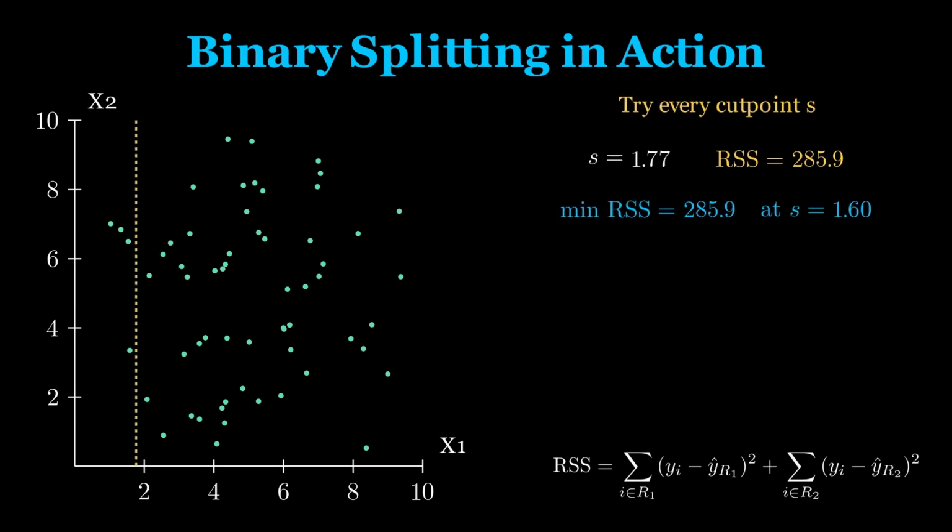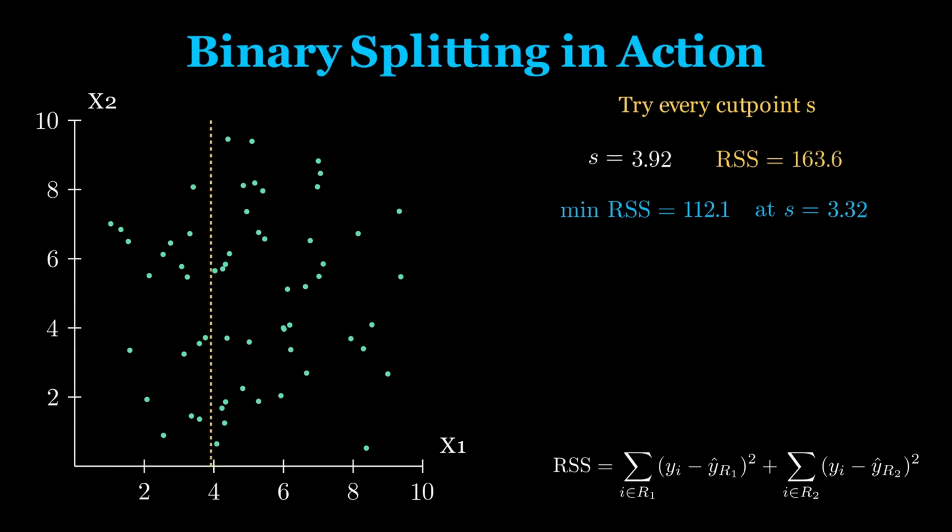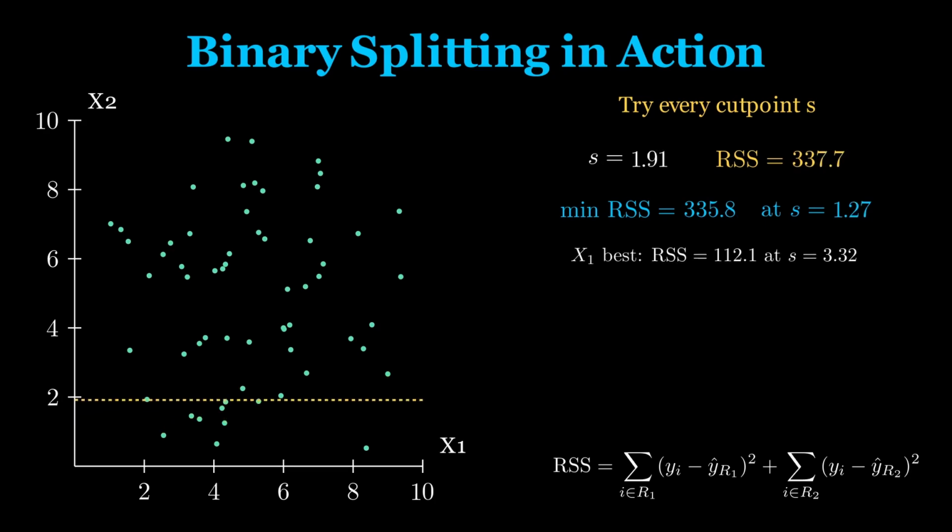First, consider x1 as the predictor variable, and evaluate the RSS from step 2 at every possible cut point s. Watch the RSS fall as the cut point approaches the best split, then rise again past it. Next, consider x2 and all of its possible cut points as well. Notice the RSS never drops as low as it did for x1.